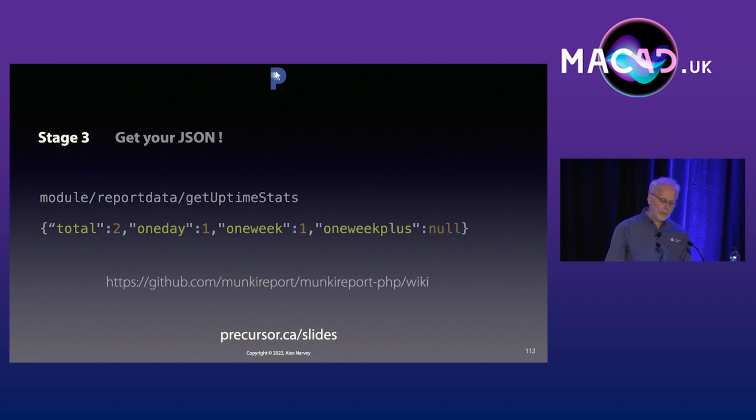The API will now return your data in a JSON file. I wrote this procedure up on the wiki at the main Munkireport GitHub repo.